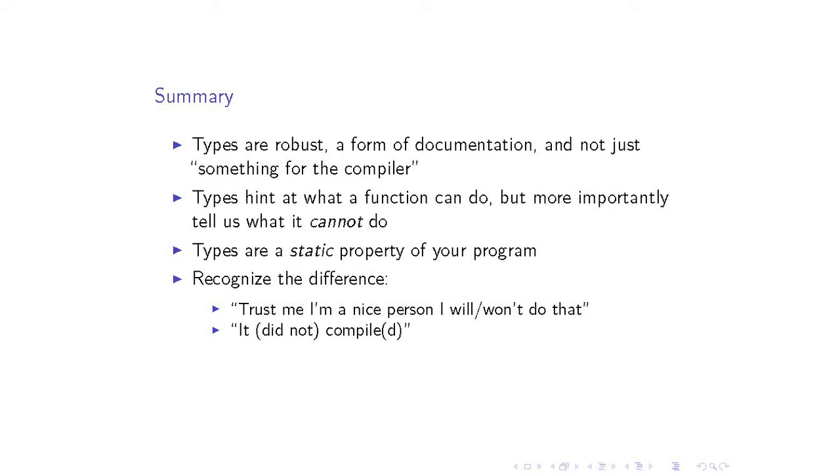So in summary, types are robust. They're a form of documentation, and you shouldn't think of them as something just for the compiler. They're a tool for you to use to help you reason about your program, to help you implement your program. You should be able to use types to hint at what a function can do, but perhaps more importantly, what a function cannot do. Types are a static property of your program in that if you try to subvert the type system, you've now introduced not only an escape hatch in your program, but also a logical inconsistency of your program in the context of Curry-Howard.